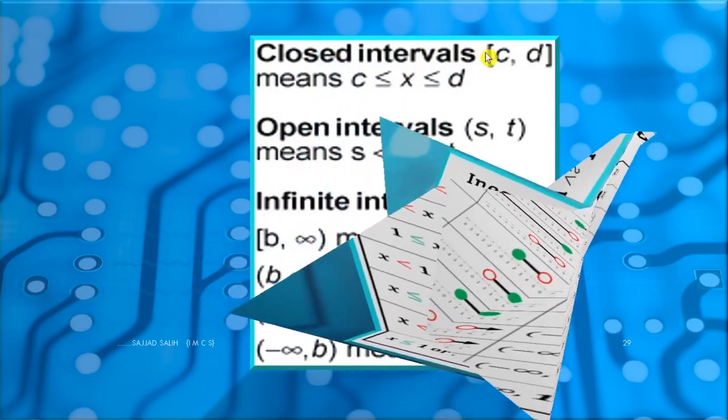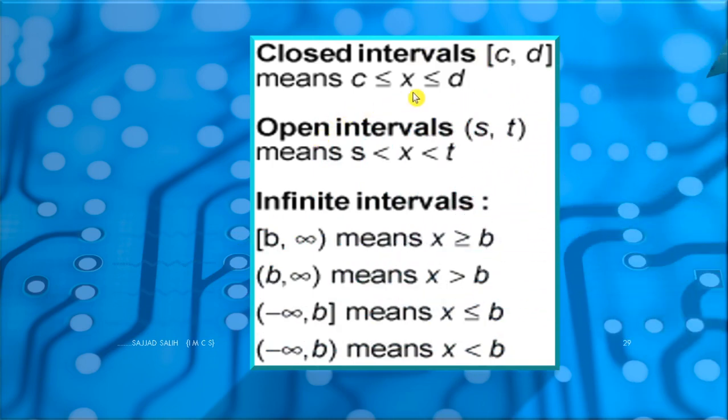Closed interval c comma d means c less than or equal to x less than or equal to d. This is the example, a very important example in closed intervals. C comma d, in any book you can see this, then understand this inequality. C less than or equal to x less than or equal to d means C and D, and between C and D, these points x are involved, and C and D are also involved. This is a closed interval. Open interval s comma t means s is not involved, t is not involved, but x between the 2 points are all involved. Okay. Infinite intervals.